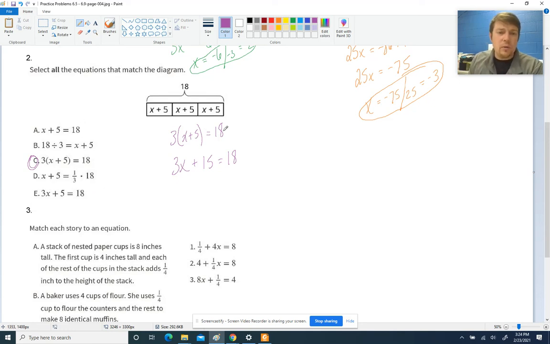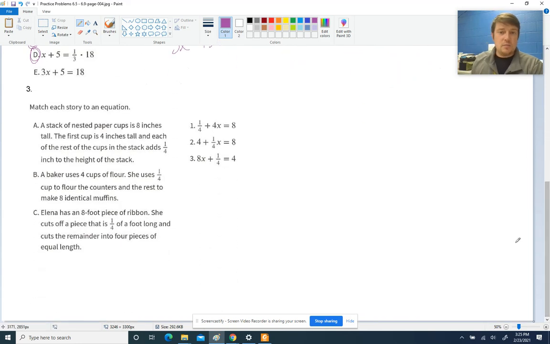If 3 of these are worth 18, then one of them should be worth 6. Do I see something like that? x plus 5 equals 6. Not exactly, but I see it right here. They're taking 18 and dividing it into 3 parts, so that's essentially the same thing. So I'm going to pick that one. Another way of writing 6 would be a third of 18, so that would also be this one. This says the same exact thing. I'm not going to pick this one because that should be a 15, and I'm not going to pick this one because that should be a 6, not an 18. So just those middle ones.